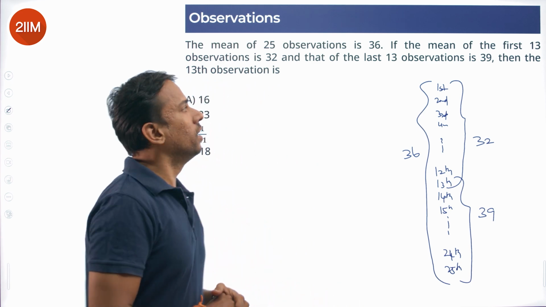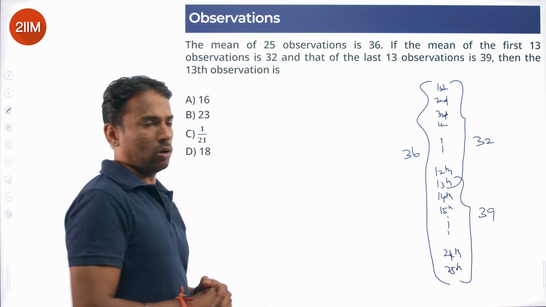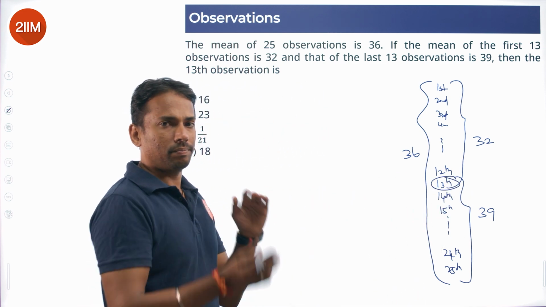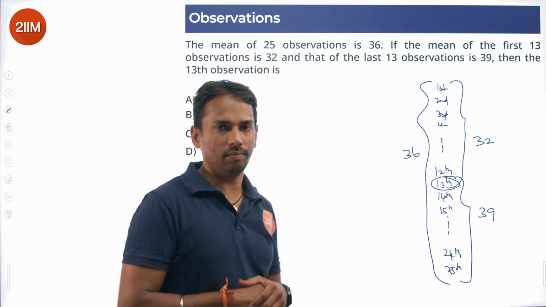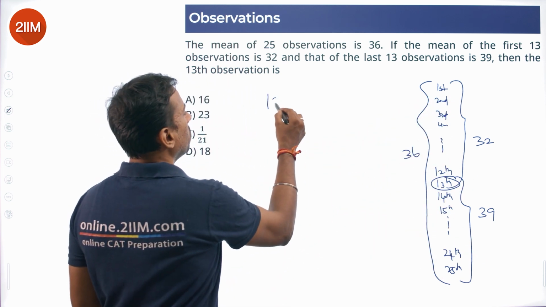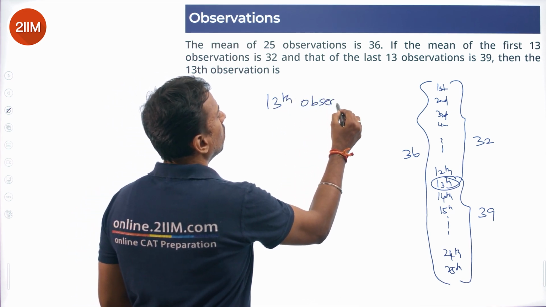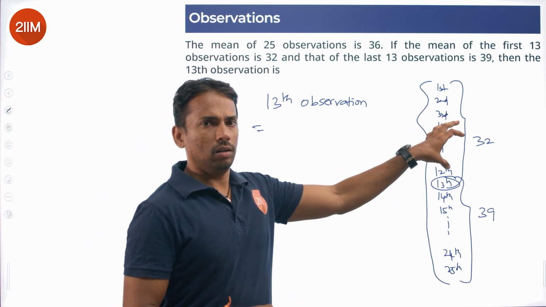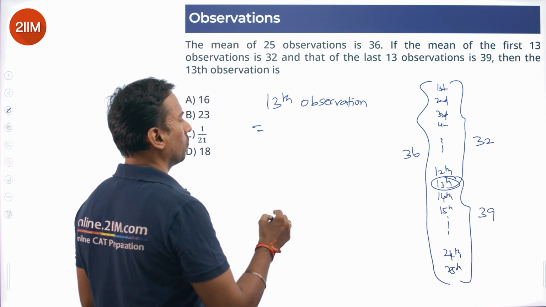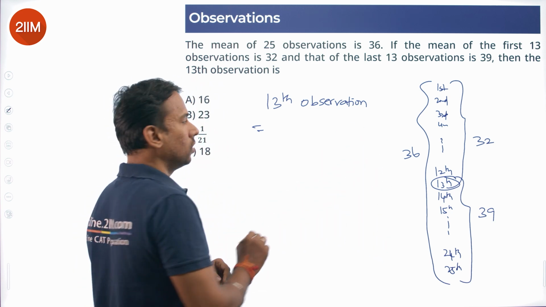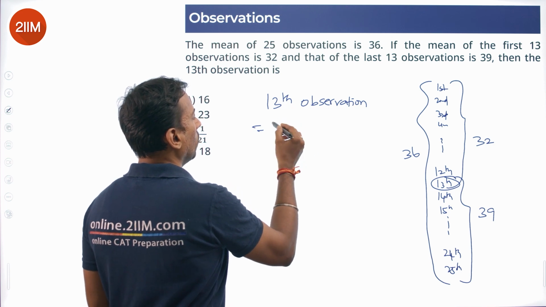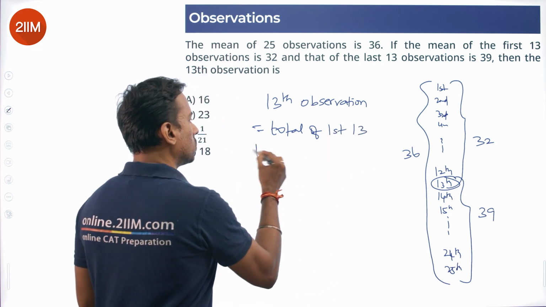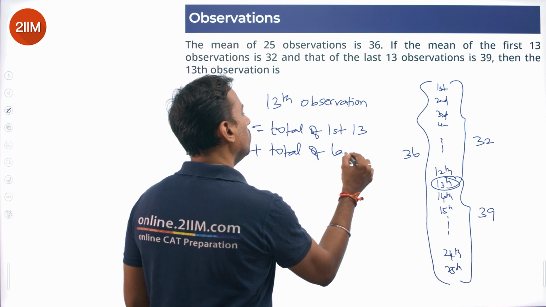So if this is the case, then the 13th observation is what? So we are supposed to find this 13th observation. If you see this, the 13th observation is getting overlapped. So it's there in the first 13 as well as the last 13. It's in the middle. So the 13th observation, how can it be obtained? You will take this total and add it with this total. So total of the first 13 plus total of the last 13.